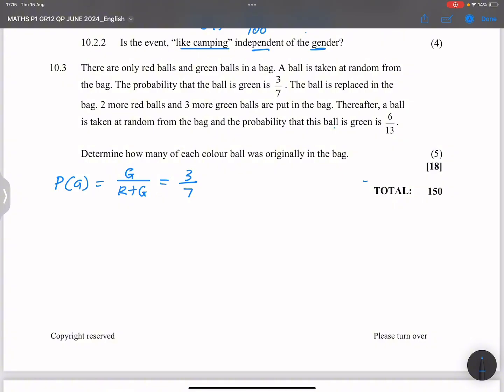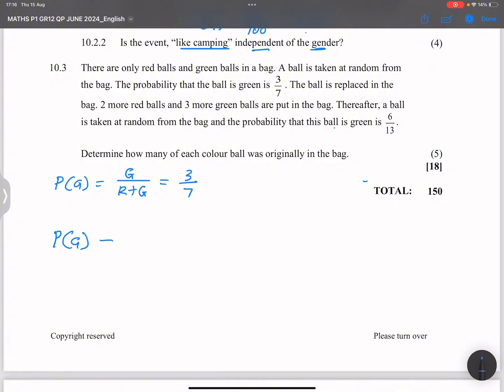They say the ball is replaced in the bag, which means we put the ball back. 2 more red balls and 3 more green balls are put in the bag. And thereafter a ball is taken at random from the bag. The probability of getting a green, so this is now taking again, the probability of taking a green in the second one.